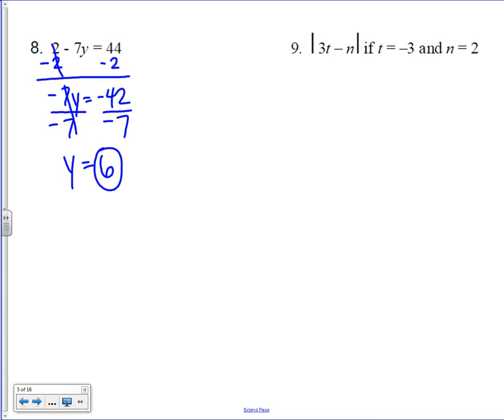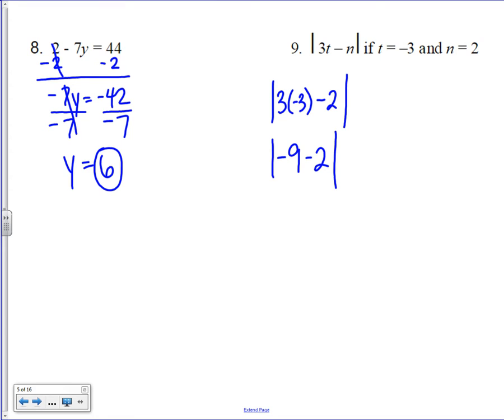Number 9 has absolute values in it, but you don't see an equal sign. So I just need to substitute in what t and n are, and then figure out what this thing equals. The 3 is being multiplied by the t, so I'll do multiplication. Order of operations tells me to multiply first.